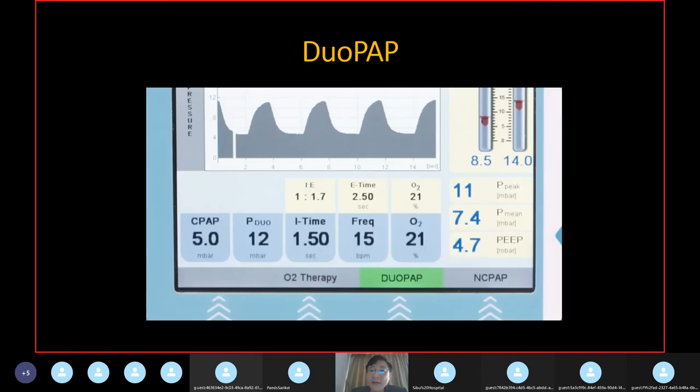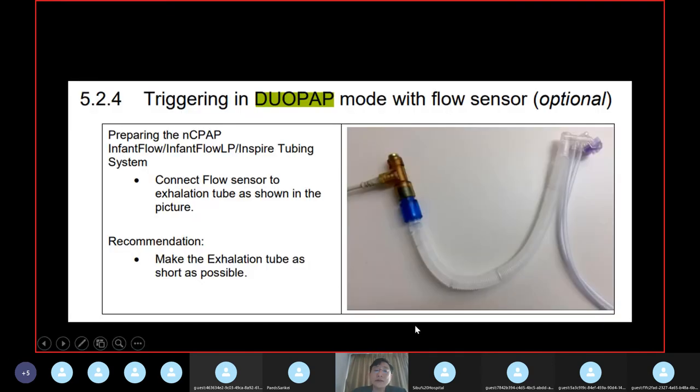If you're rich enough, sometimes there are sensors actually. This is a sensor that you can put on the dual PAP in order to synchronize the breathing, to make the machine more friendly, especially in the neonate.